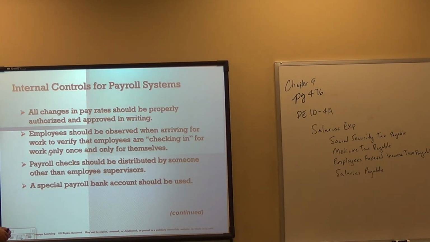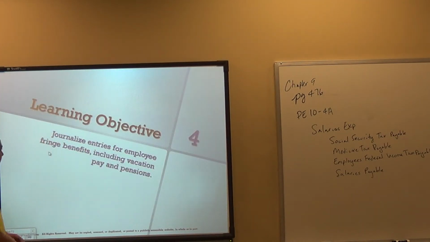Payroll checks should be distributed by someone other than the employee supervisors, and a special payroll bank account should be used. Not all companies do that, but it should be that way, especially for those control systems. If you're a publicly traded company, you definitely need to do it this way. But some smaller companies don't do all that.